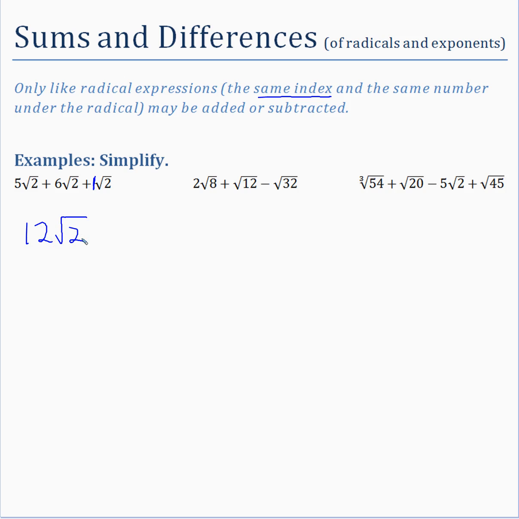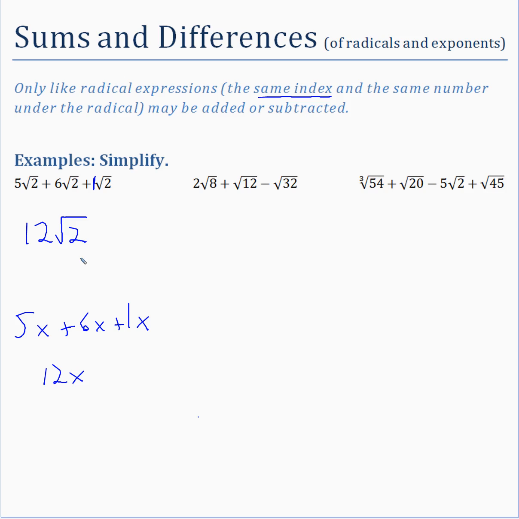And again, that's similar to adding if these were variables. If we had a 5x plus a 6x plus an x, or a 1x, that's just 12x. So it's the same idea. You don't do anything with the radical. You still leave it a square root of 2. You don't add what's inside here when you're adding the radical, so 12 root 2.